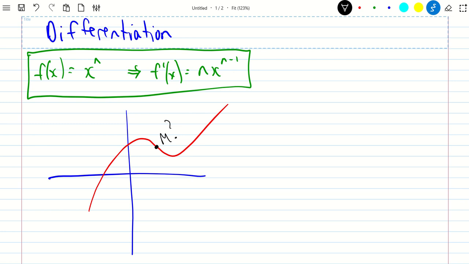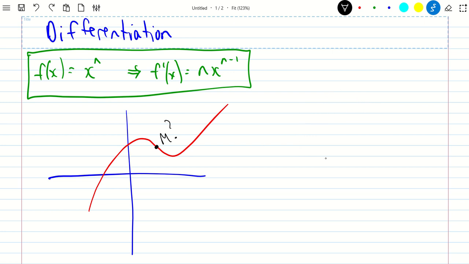When we have straight lines, the gradient is constant for the whole line. So the gradient's constant and it's easy to calculate. We can find from one point to the next point, the gradient is y2 minus y1 over x2 minus x1. And we use that to find the gradient of the line. But what happens when we have a curve?